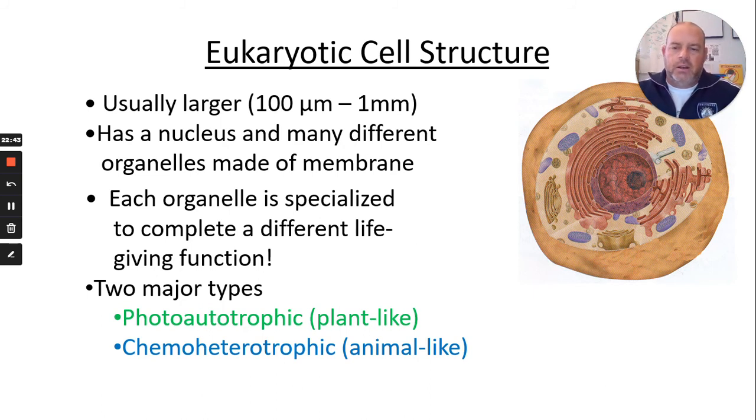Two major types of eukaryotic cells. You have photoautotrophic. Autotrophic, make their own food. Photo, from light, so that would be plants, like photosynthesis. And chemoheterotrophic, or animal-like. Heterotrophs have to go out and get their own food.